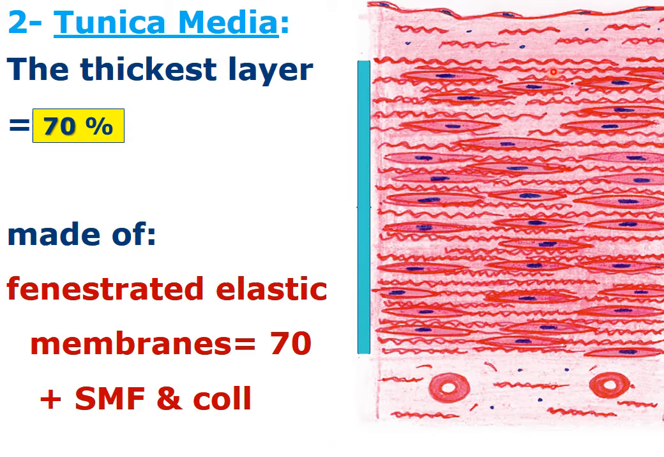The main part of the layer of the artery is the tunica media. It represents the thickest layer, about 70%. If you remember, this artery is known as an elastic artery. Why? Because it contains mainly elastic membranes, about 70 layers of elastic membranes, alternating with smooth muscle fiber and some collagen fiber.